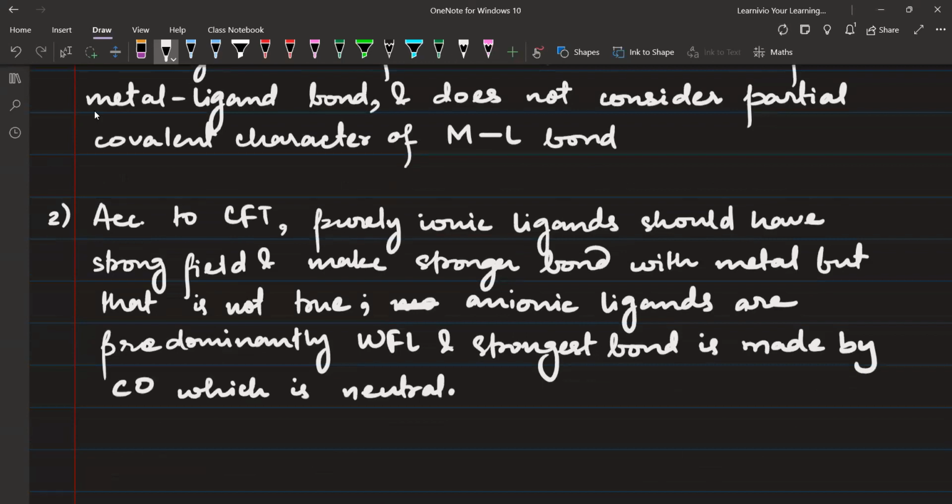And now we are going to discuss the bonding in metal carbonyls. Why the carbonyl bond is strongest, we are going to discuss that.